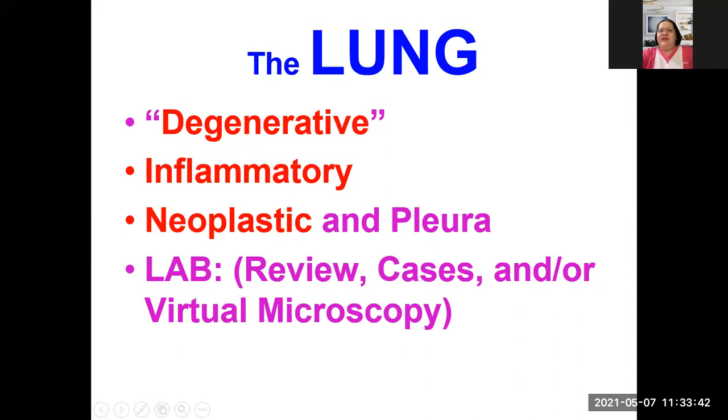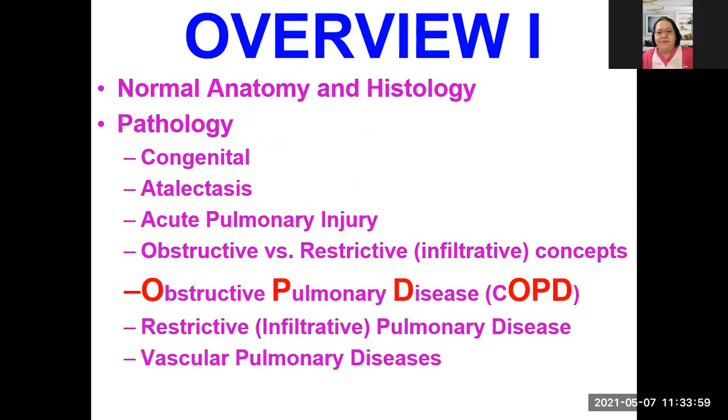Okay. So we're going to start off the lungs. We will be discussing degenerative lung diseases, inflammatory, neoplastic lung diseases, and diseases which will involve the pleura. An overview, we will be reviewing the normal anatomy and histology of the lungs, and then we will proceed with pathologic diseases of the lungs.